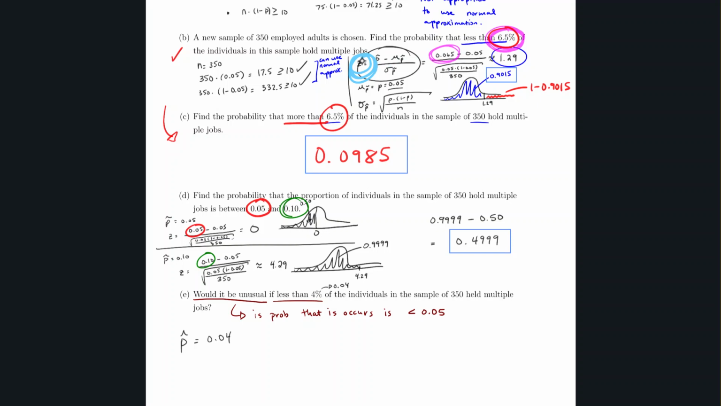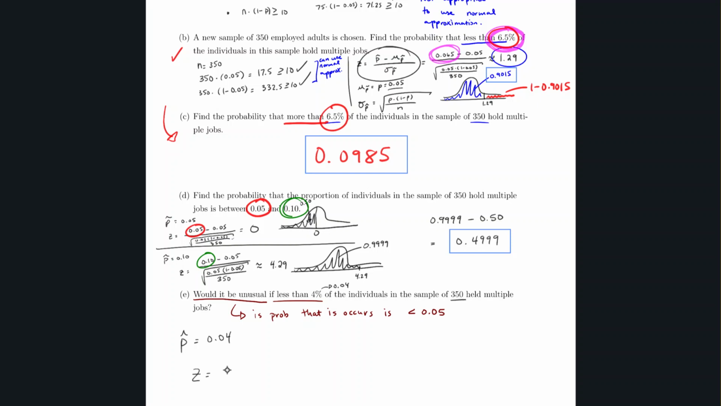Once we've got our z-score, we use our standard normal cumulative distribution chart to figure out the area of the curve that lies before that z-score. That is the probability that less than 4% in the sample hold multiple jobs. So that's outlining our process here. We're going to use the same formula as before because it's the same sample, and we've got the same mu of p hat and same sigma of p hat. It's just that p hat itself has changed.